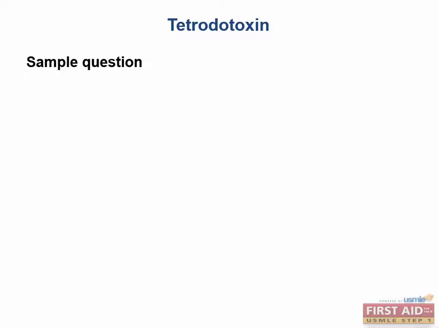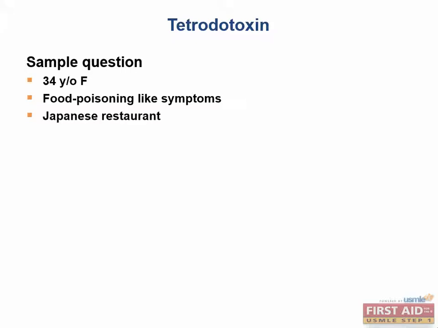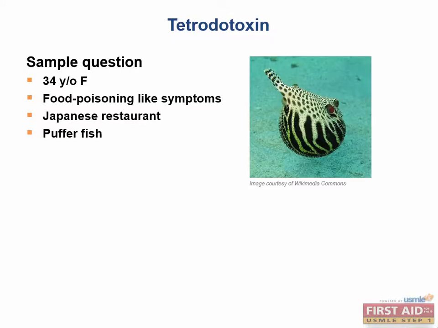Let's say on the USMLE, the prompt describes a 34-year-old female who presents to the emergency room with nausea and diarrhea. She also reports dizziness, weakness, paresthesias, and this strange loss of deep tendon reflexes. Upon questioning, she reports that she ate at a Japanese restaurant last night and ordered pufferfish. Now there's quite a few tip-offs in this question prompt. Have you guessed what's wrong with this patient? She is suffering from tetrodotoxin poisoning.